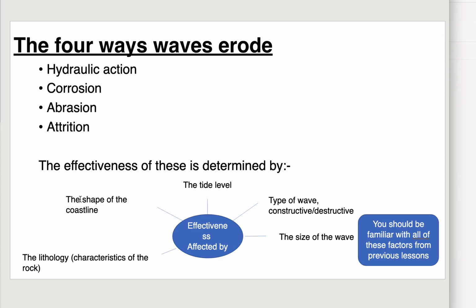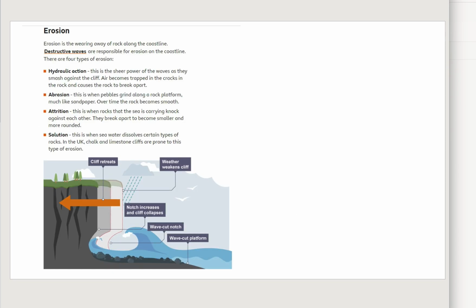The shape of the coastline as well. Remember that waves refract around headlands, so we have greater erosion concentrated at headlands. So if you have a headland and bay type coastline, you will have stronger erosion occurring at the sticky out bits, i.e. the headlands. So here are the 4 main types of erosion summarised, which you can read in your own time. There's no point me reading those out to you. Just remember that you've learnt them.